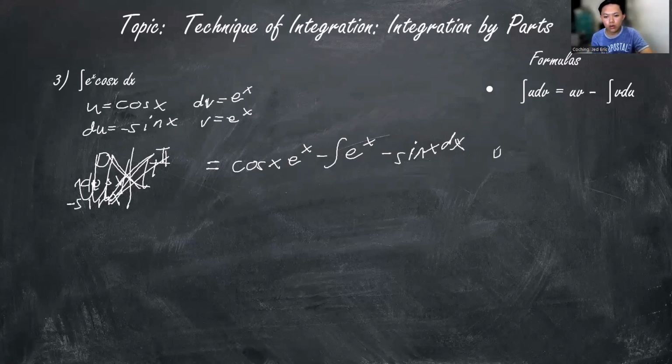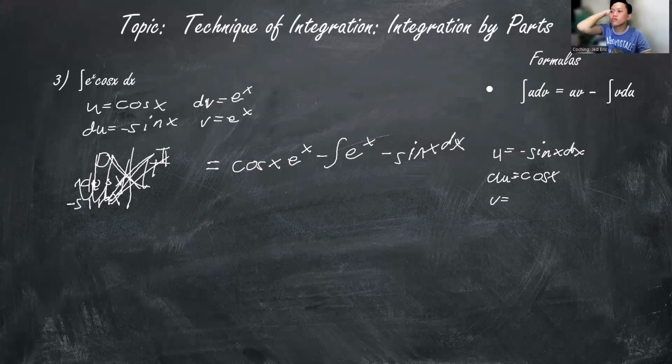So it's going to be u is equals to sine x, du is equals to cos x, and dv is equals to e raised to x dx, and v is also equals to e raised to x.